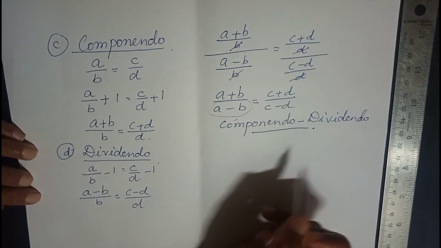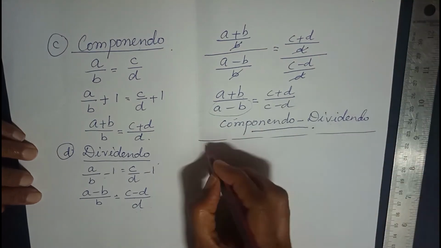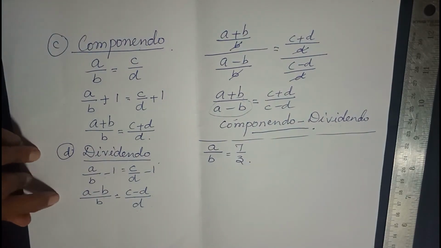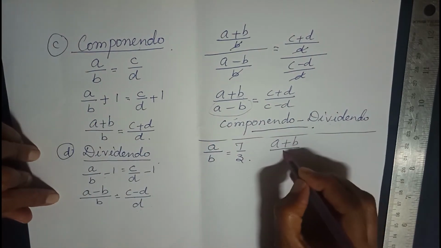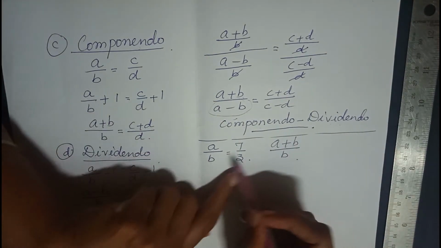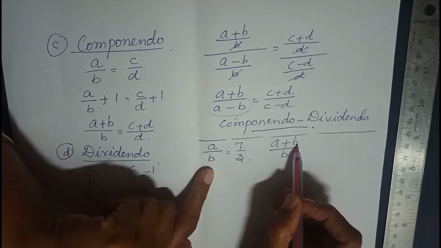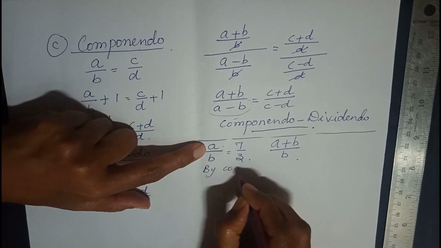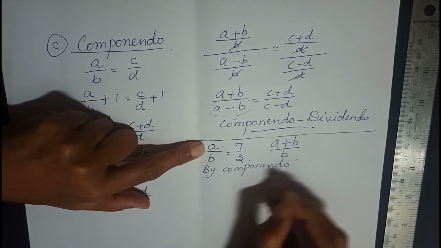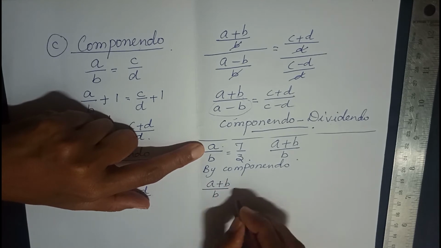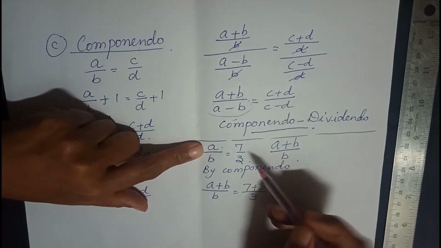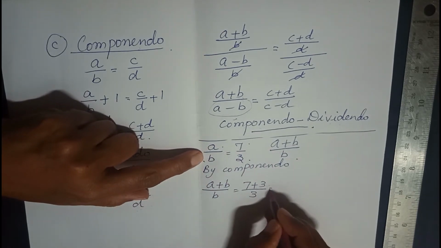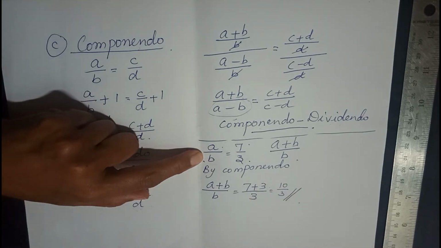Now let us see how we can use these properties to solve the sums. Let us say I have a upon b is equal to 7 upon 3. This is a given ratio. And I have to find out a plus b upon b, the value of this. So now you can see what we have done here. We have added the denominator to the numerator. And which property is that? So by componendo, a plus b upon b is equal to 7 plus 3 upon 3. Here also we are adding the denominator to the numerator as we are doing on the left hand side. So what we get is 10 upon 3.